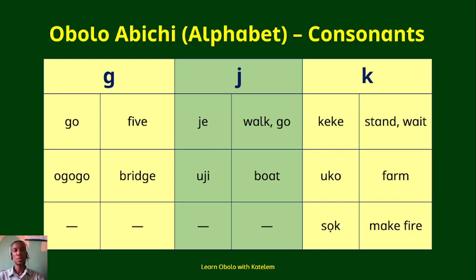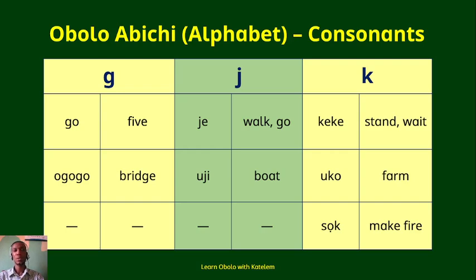The next consonant is letter J. It sounds as J, as in the word ja. Ja means walk, also means go. Uji, boat. You can see in Uji the letter J is in the middle of the word. Then you cannot have J at the end of a word in Obolo language.